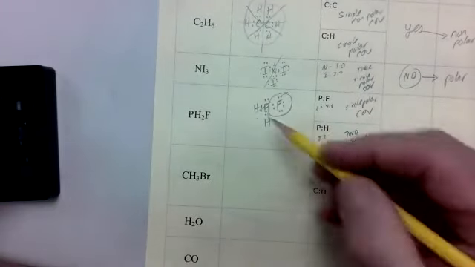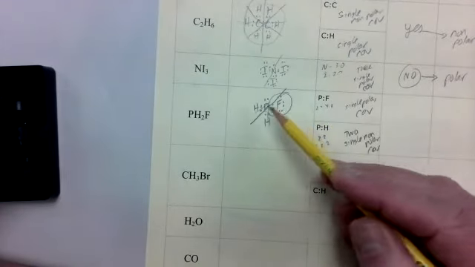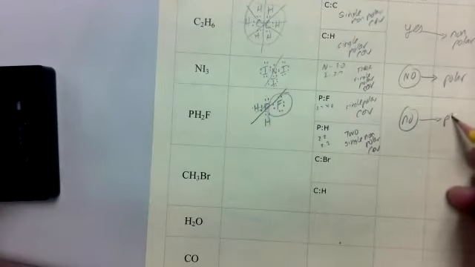Does the molecule have radial symmetry? Well, if we cut it in half, we have H and F on one side and H and 2 electrons. So the answer is no. That makes it a polar molecule.